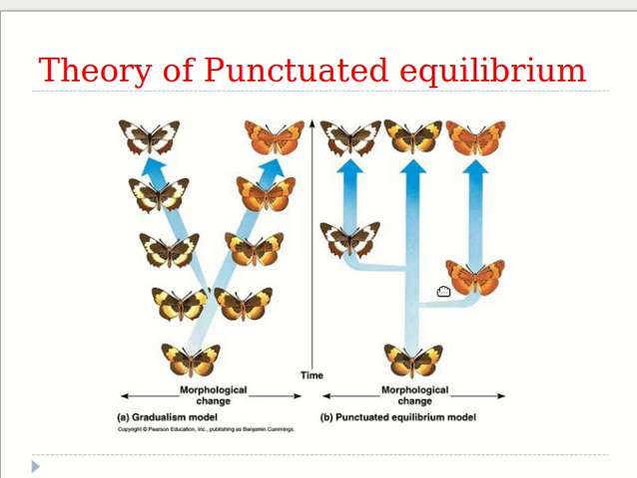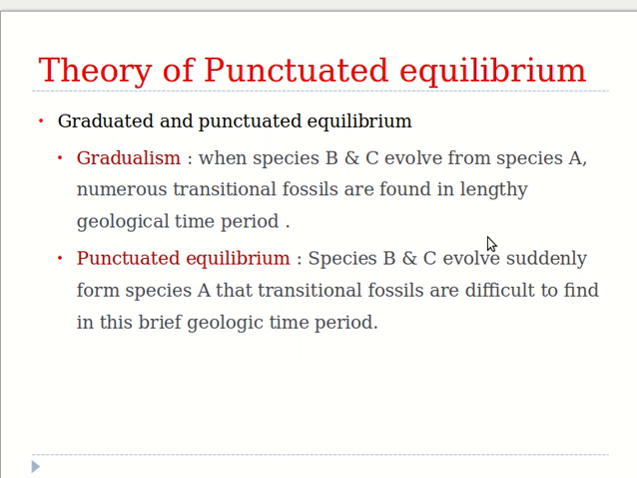Okay, so those short episodes of rapid species formation are what is referred to as the punctuations, and the longer periods of genetic stability are what is referred to as the equilibrium. Now, the hypothesis of punctuated equilibrium does not fully discard the gradualistic view of the origin of species as put forward by Darwin.